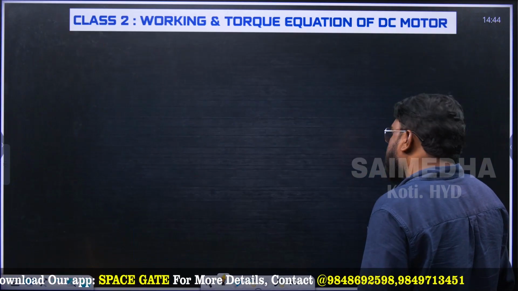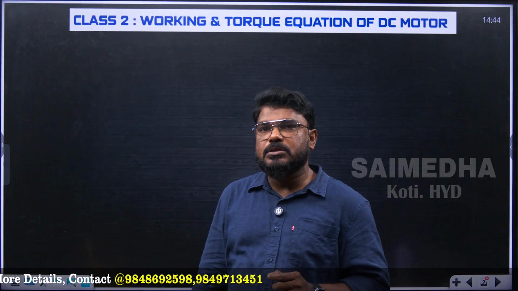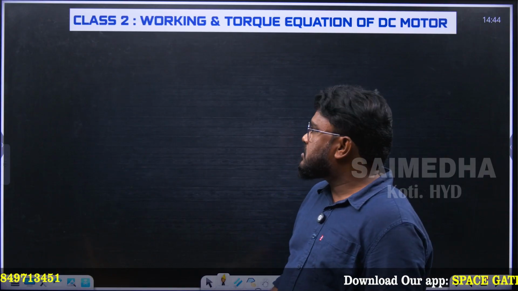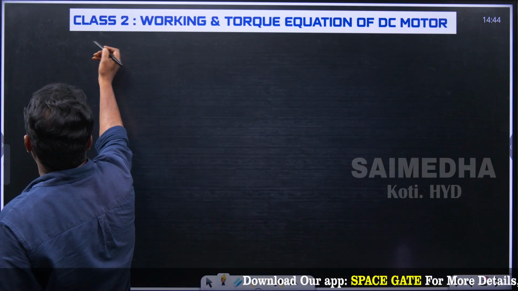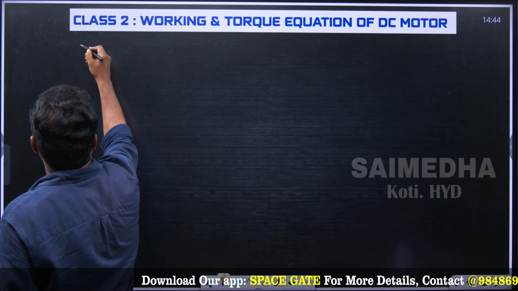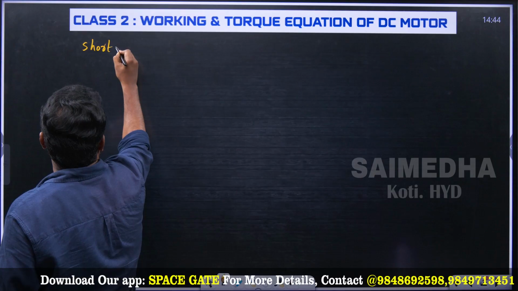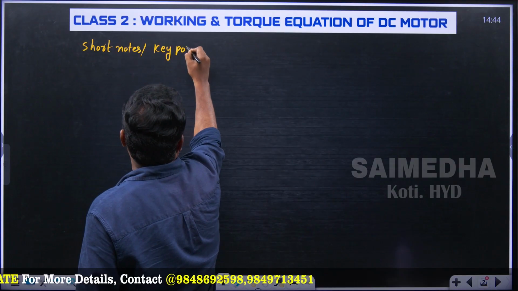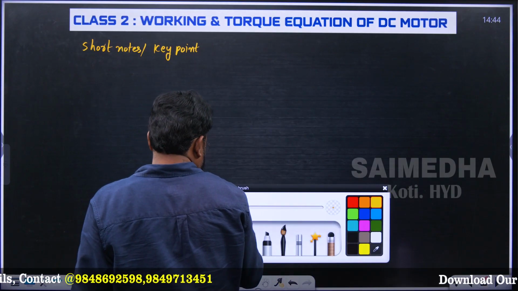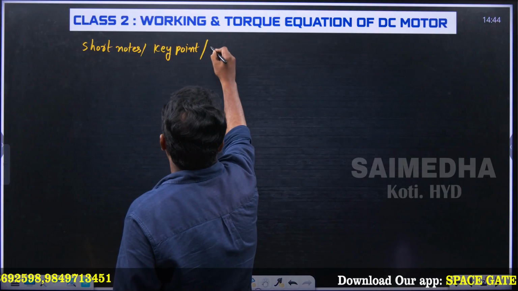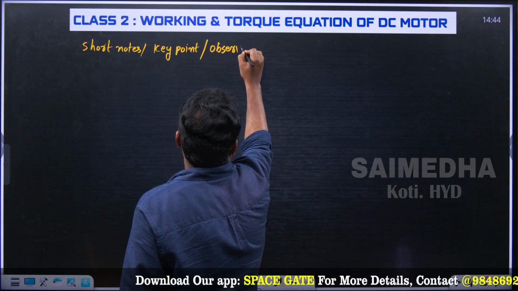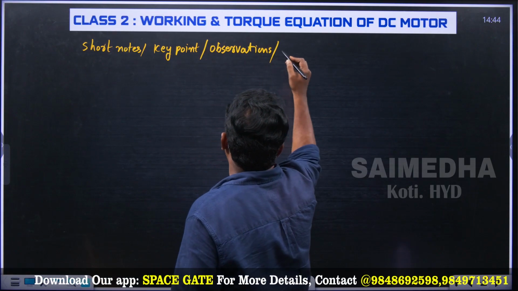First one, short notes. These short notes are also called key points, observations, or possible questions, and also note points.